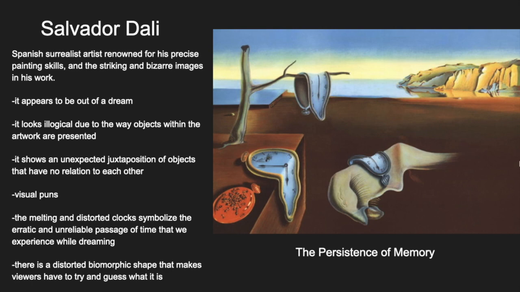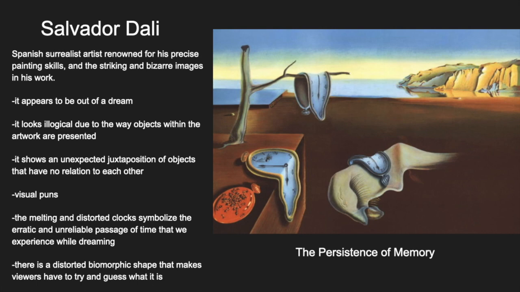It shows an unexpected juxtaposition of objects that have no relation to each other. So, for example, this random tree placed on what looks like a table that's in the middle of a landscape where this wouldn't normally be displayed has a melting clock on it. These objects normally would have no relationships with each other, and the only thing that's bringing them together is how unexpected all of these elements are.